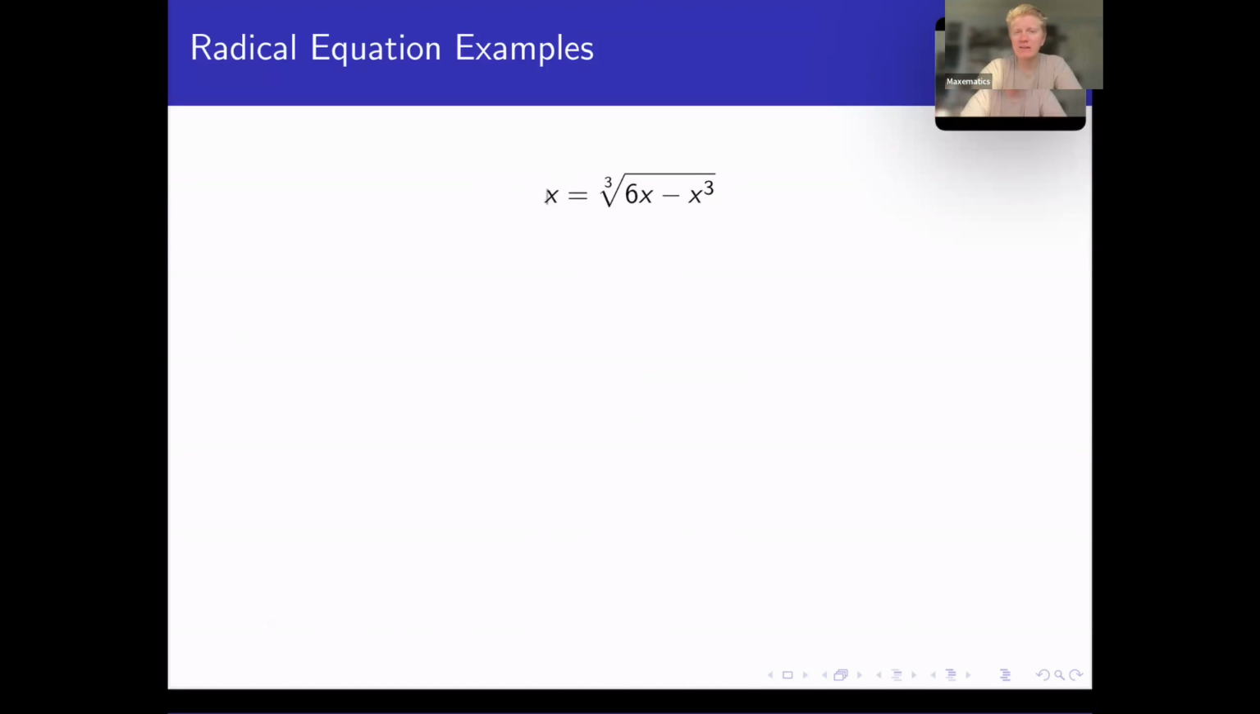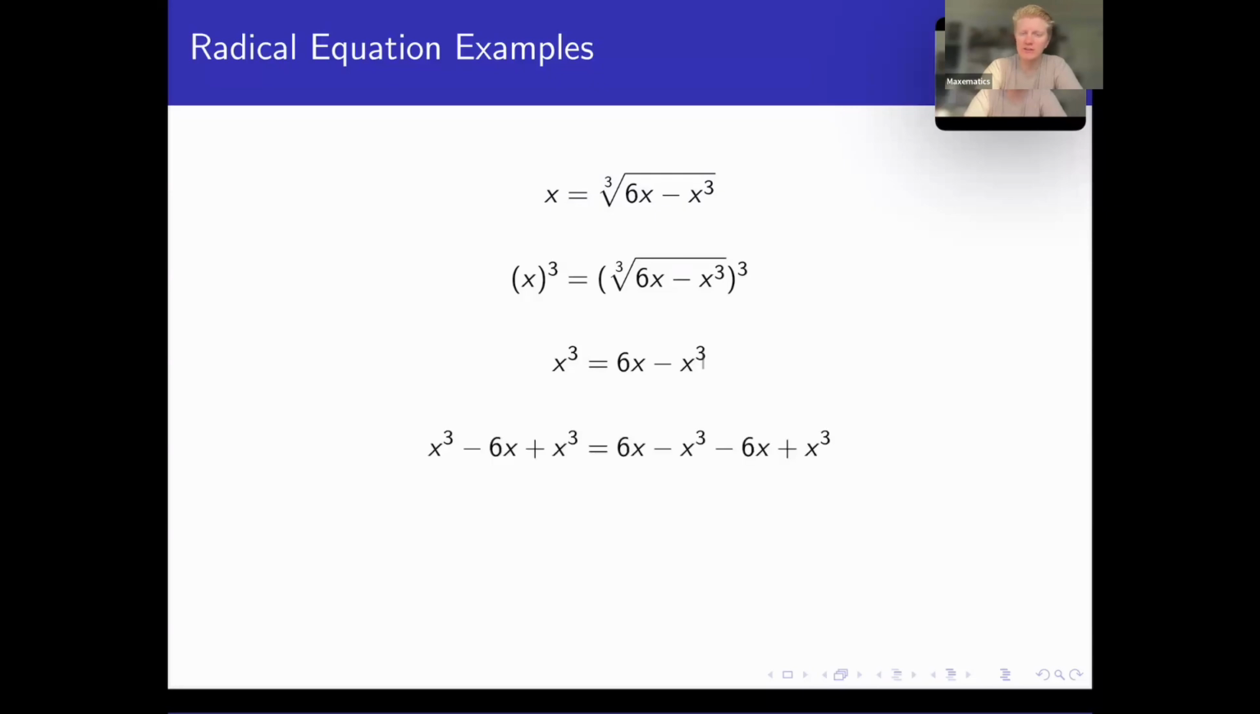All right, let's do x equals cube root of 6x minus x cubed. Well, this is a cube root, so let's cube both sides. x cubed equals 6x minus x cubed. Well, we can bring everything to one side. I'm going to bring it all to the left-hand side. Only difference here is that we now have 2x cubed. Well, we can still factor out a 2x, and we get x squared minus 3 on the inside.